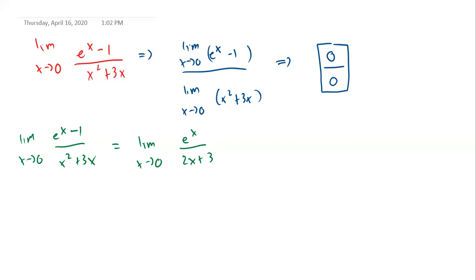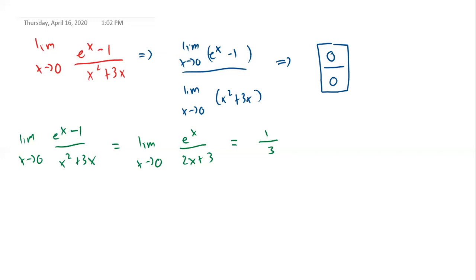Now notice here, we can evaluate directly because when we plug in 0 on the bottom, we don't get 0 anymore. So here we just evaluate directly, plug in 0 for x: e to the 0 is 1, and on the bottom, 2 times 0 is 0, plus 3 is 3. So see, very, very simple.